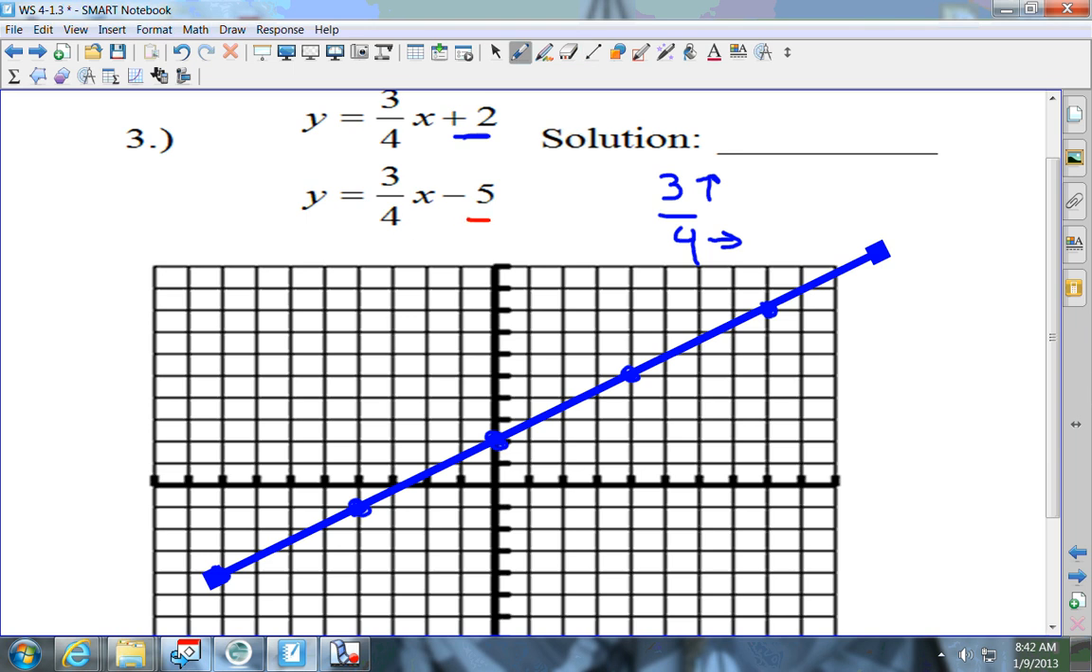The next one, let's see here. I'm going to start at my y-intercept at negative 5. 1, 2, 3, 4, 5. Did I do that right? 1, 2, 3, 4, 5. Sure did. My slope is 3/4.